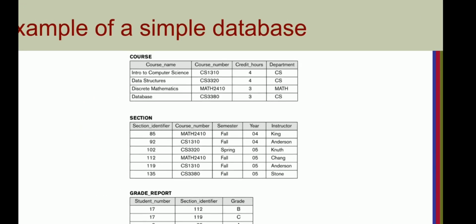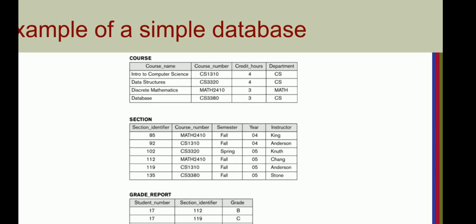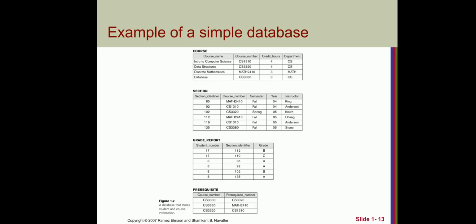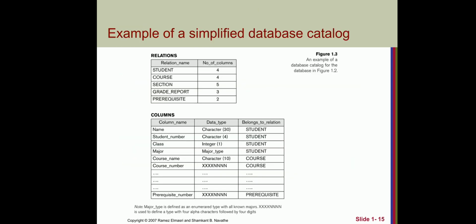The course table has 4 columns: course name, course number, credit hours, and department. In the same way, section has 5 columns, grade report has 3 columns, and prerequisite has 2 columns. Then we will see in detail what we have stored in each column.